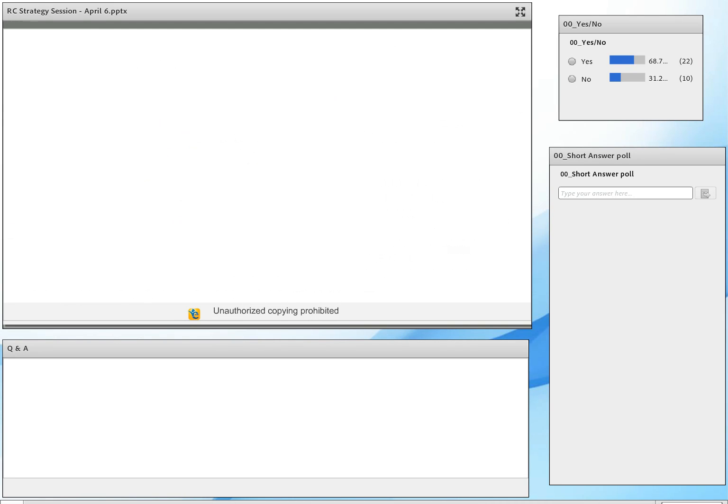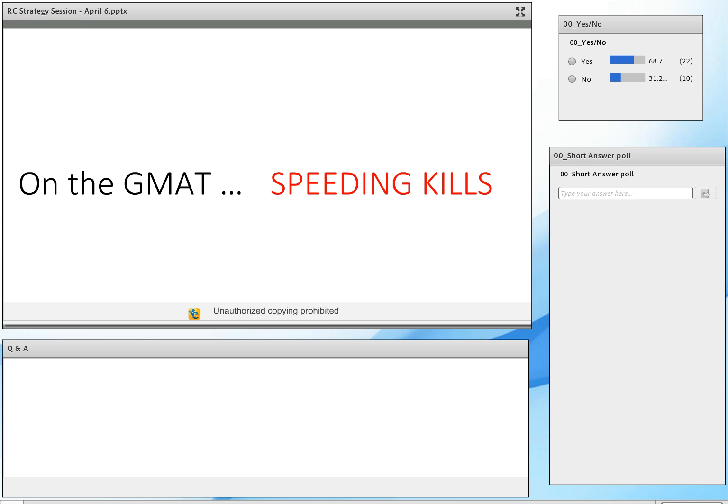And I'm going to end this session with making this statement. And this is a very powerful statement. On the GMAT, speeding kills. So don't speed. Don't rush through the passage.